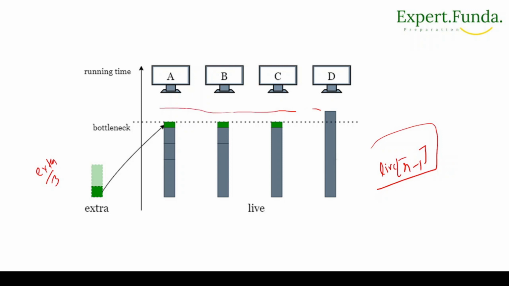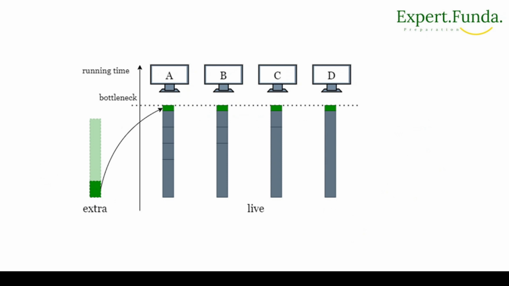So any remaining power in the extra should similarly be eventually split across all the computers to increase the final running time. So the final running time is determined by live n minus 1, whatever this position we have, that is called n minus 1. So from this battery we'll add the extra running time that we can make using extra power, which is extra by n. So it will look like this. Got it?